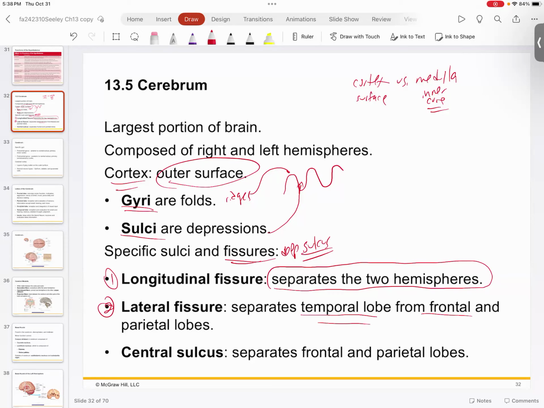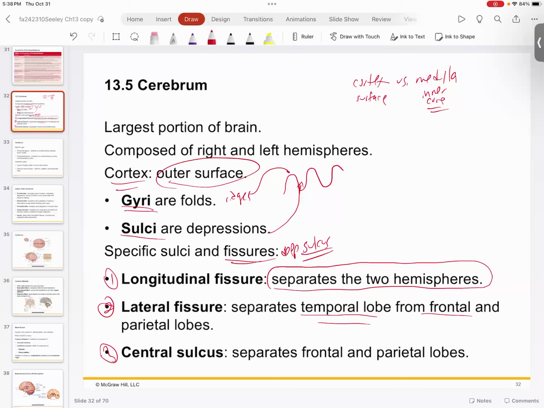One of the things to remember is that the regions of your cerebral cortex share the same regional names as the skull bones that they're underneath. For instance, the parietal lobe is just underneath the parietal bones. The temporal lobe is just beneath the temporal bones. And where you typically see the squamous suture, that's about where you would see the lateral fissure. So the skull bones roughly approximate where some of these fissures are.